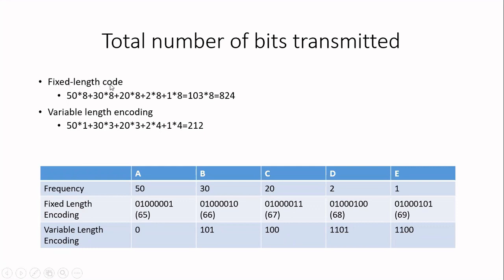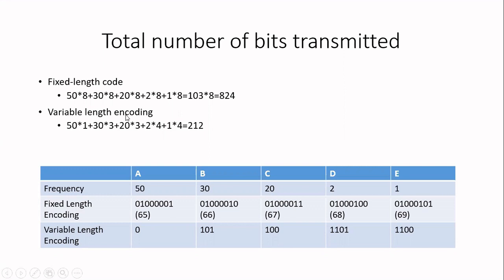So when I go for fixed length encoding, if I want to send my message according to this frequency, A is appearing 50 times. Every time I have to send 8 bits for A, so the total number of bits sent for A is 50 multiplied by 8. Then B is appearing 30 times, every time sending 8 bits, so 30 multiplied by 8 for B. Then for C it is 20 multiplied by 8, for D 2 multiplied by 8, and for E 1 multiplied by 8. The first is the frequency and the second is the total number of bits used for representing that particular character. So in case of ASCII, to send the message, I'll be sending 824 bits in total.